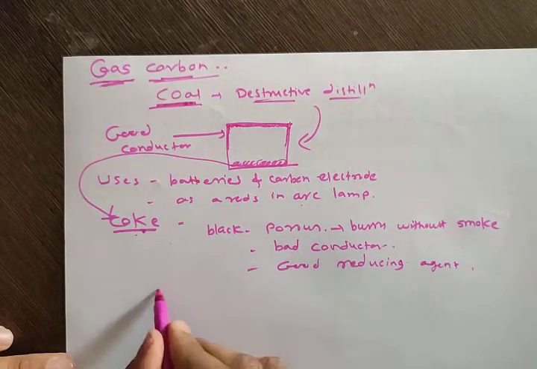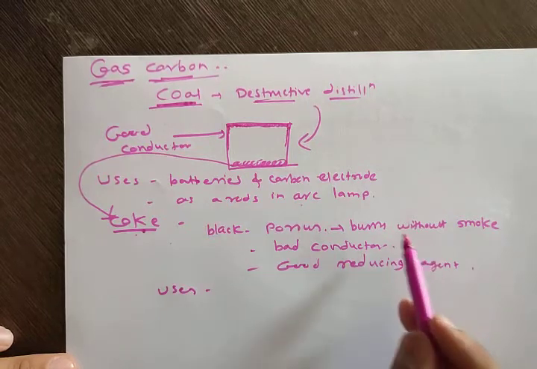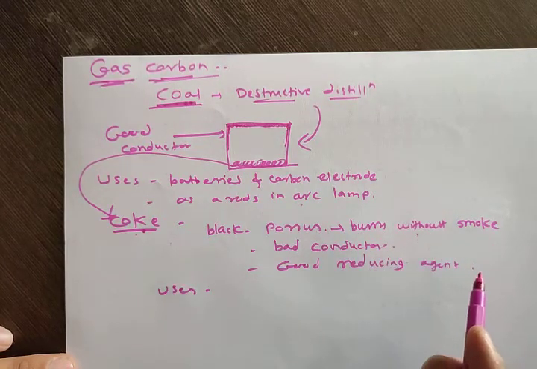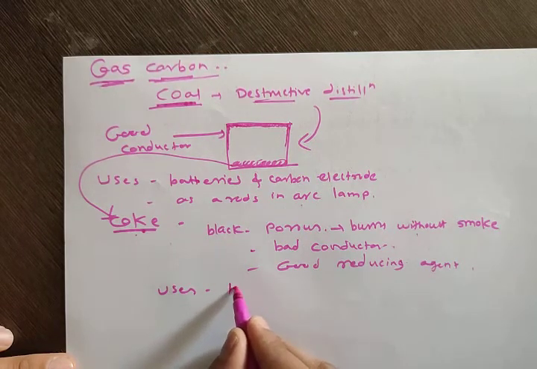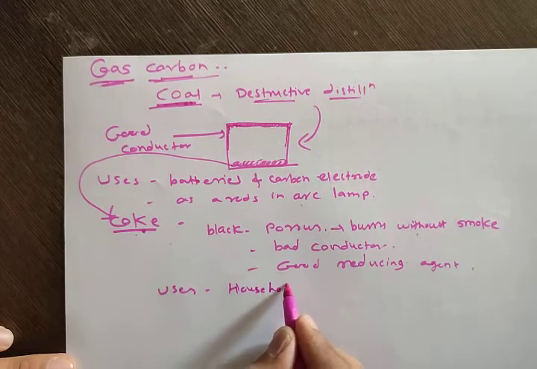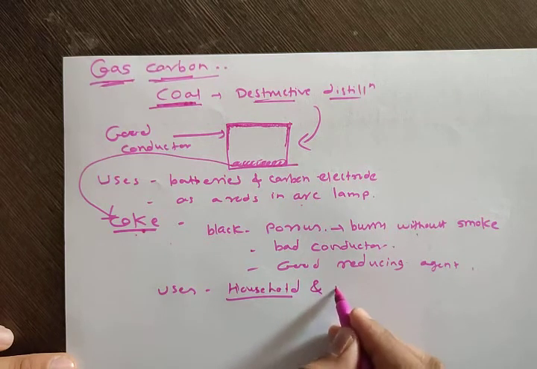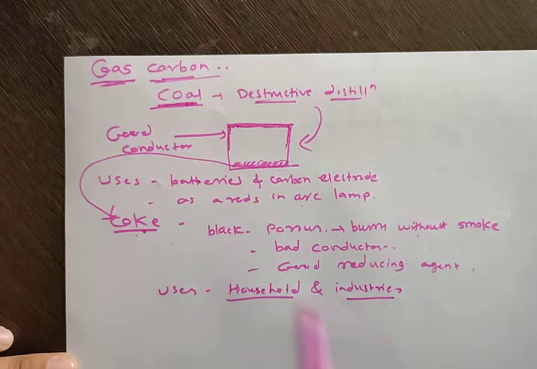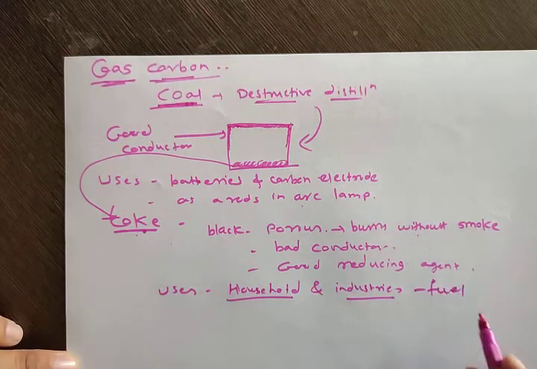Okay, what are the uses of coke? So first property we have seen, it burns without producing any smoke. Therefore it is used in the households. But nowadays in house nobody uses the coke. But in many industries nowadays also this coke is used for the burning purpose as a fuel.